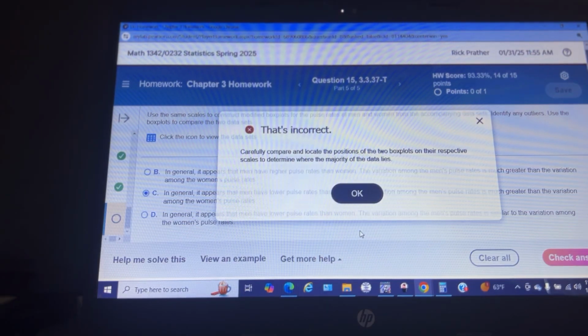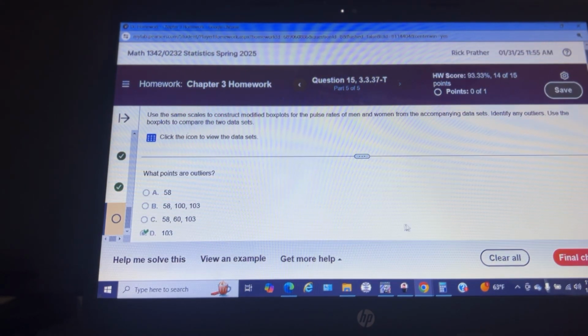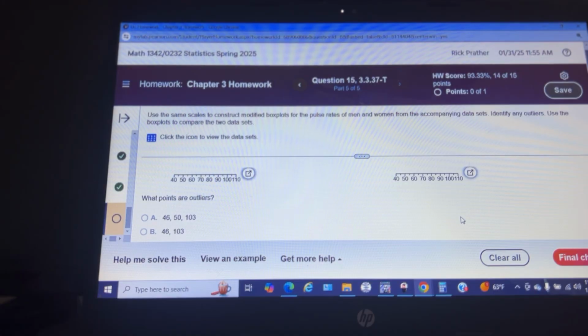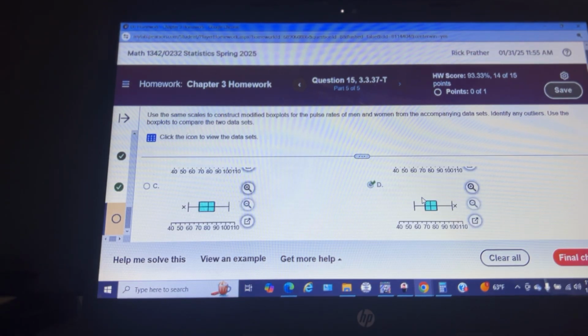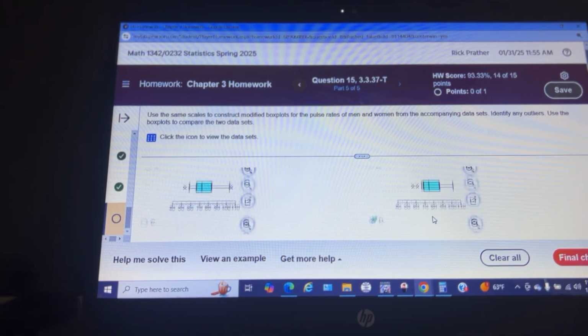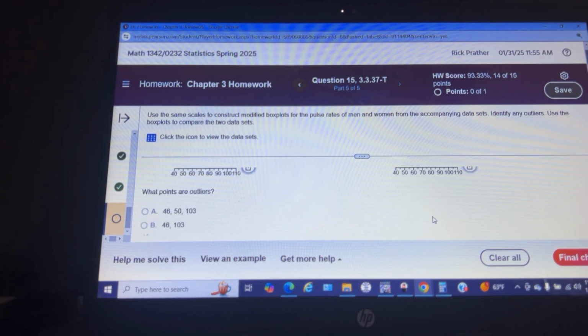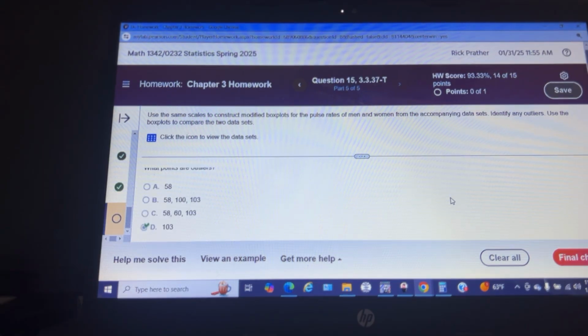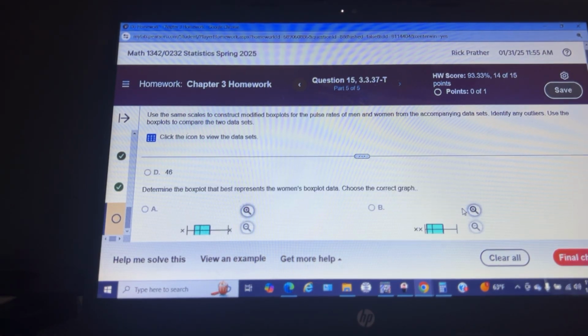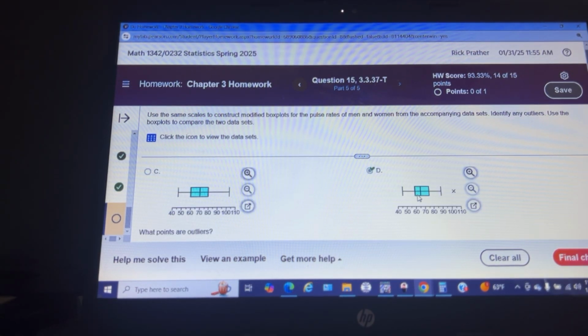Whoops, I guess I messed that up. Let me go back and look at that. The men's median is 65 and the women's is 75. So the women are higher and the men are spread out more. That's weird. From the 40s to 103, while the women are only the 50s to 103. Unless they're using the box. Maybe sometimes they use the box for that.